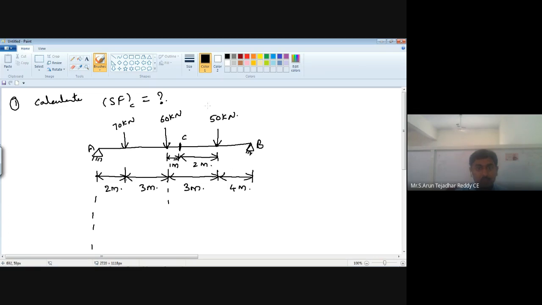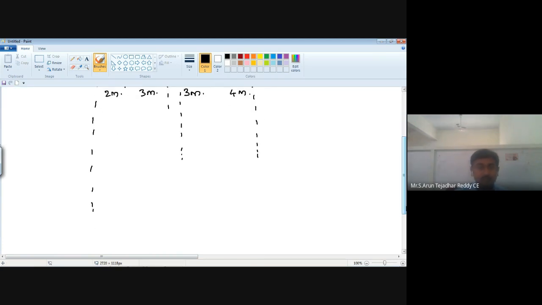Not this one, at point C. Here at point C and point B. See, what about our shear force diagram? A, B, and here we have a point C. Okay.